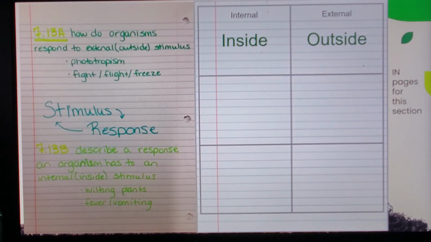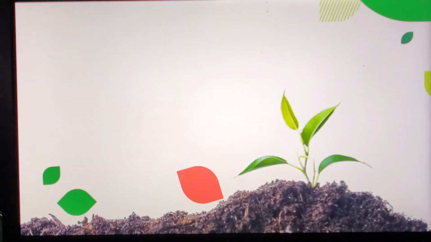Okay? Again, those are the notes that you should have, and we're going to continue to talk about all of this, but our main objective here was to talk about the words internal and external, and what we call a stimulus, or what you know as a cause. I want you to think of stimulus and response as cause and effect.